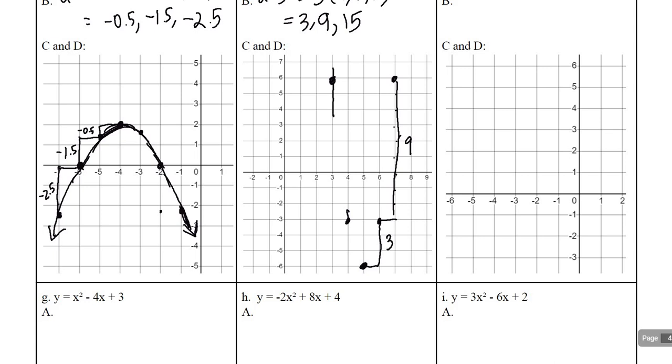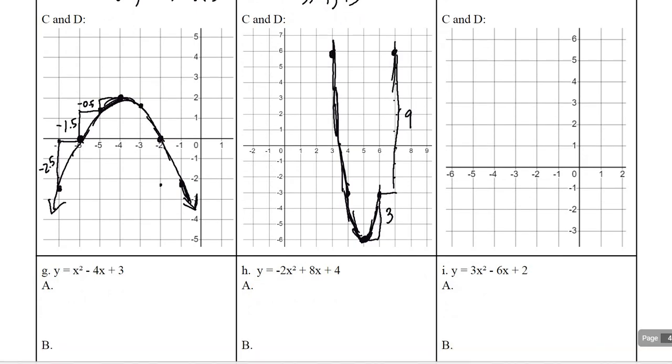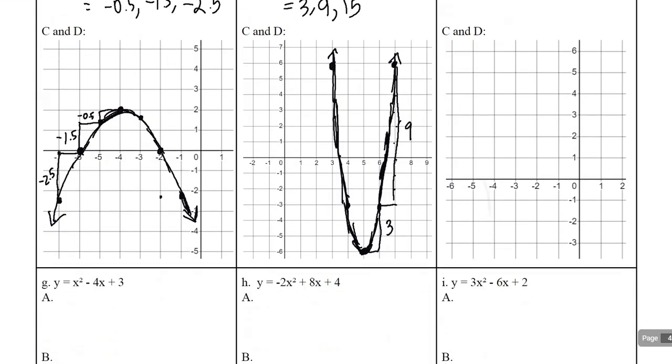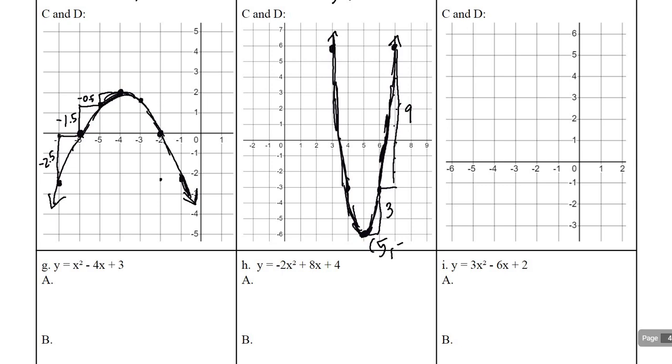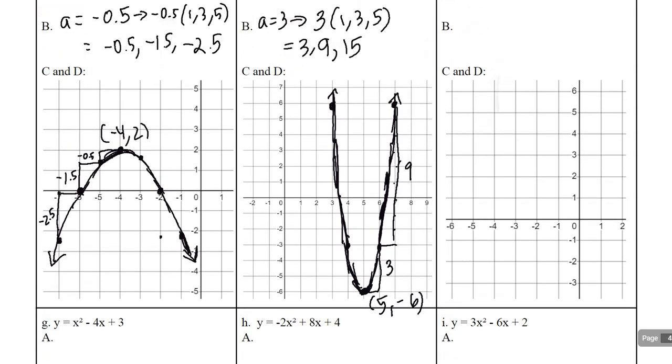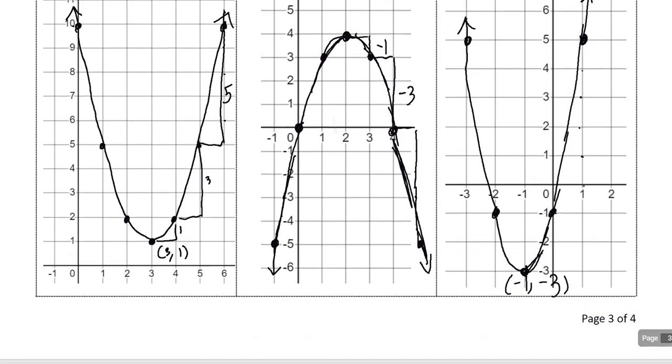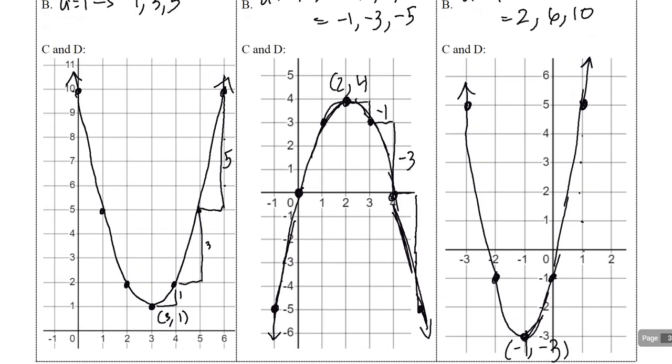I find narrow parabolas to be difficult to graph with a smooth curve, but I always make sure that it's not pointy. I cannot have a point at my vertex. It's important that the parabola is not pointy at the vertex. I should have been labeling these vertices. This is 5, negative 6. The previous one was negative 4, 2. The one previous to that was negative 1, negative 3. And the one previous to that was 2, 4.